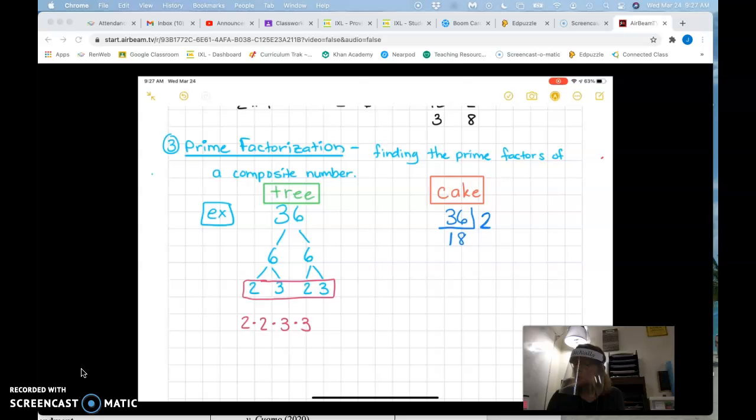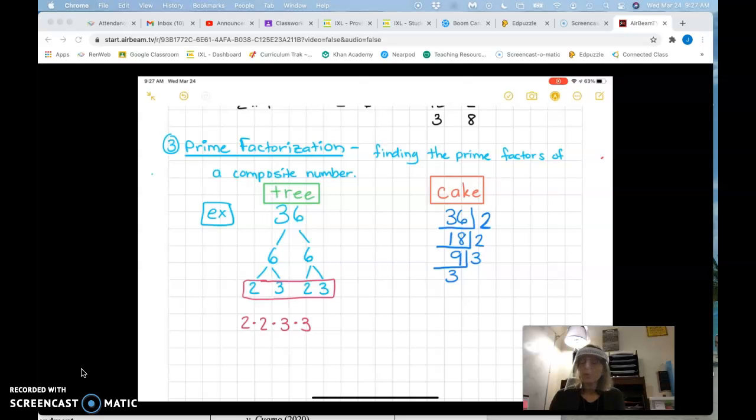And we're going to do another layer on our cake. So again, I'm going to use the number 2. That's the number I use the most often because it's easiest and it's prime. And how many times does 2 go into 18? 9. Make another layer. Now 2 won't go into 9, but what small number will go into 9? 3. And how many times will 3 go into 9? 3 times. Now, does anything go into 3 besides 1 and itself?